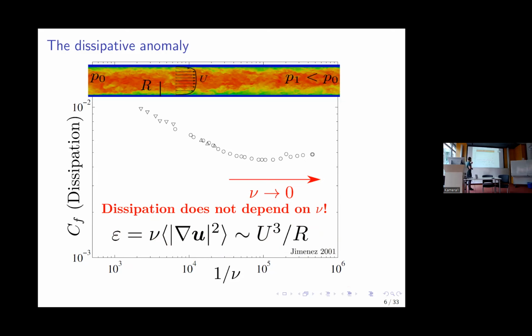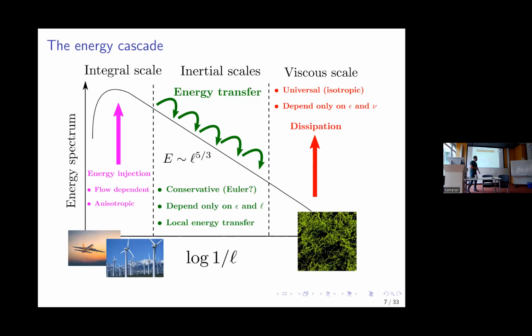The material properties of the flow don't really matter. What matters is the velocity by which you pump the liquid and the radius. And well, this is empirical evidence, something that you can actually measure, and you need to find an explanation for this. And the explanation is the cascade.